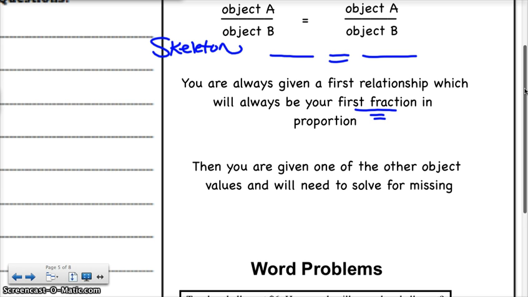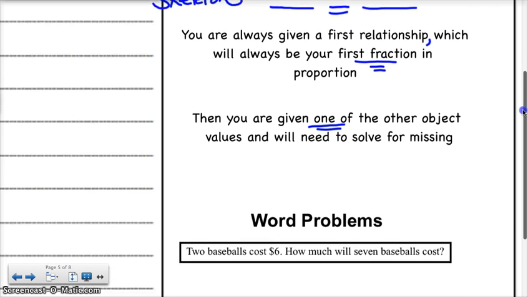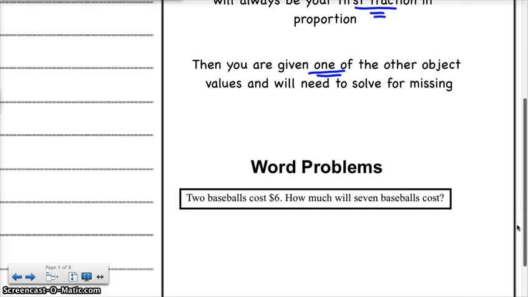You will always be given a first relationship, which will always be your first fraction in a proportion. Then you will be given one of the other object values, and you will need to solve for the missing one. Let's jump to an example.